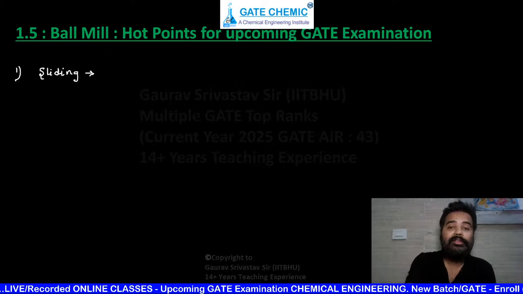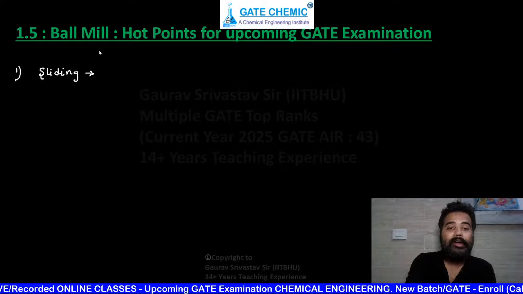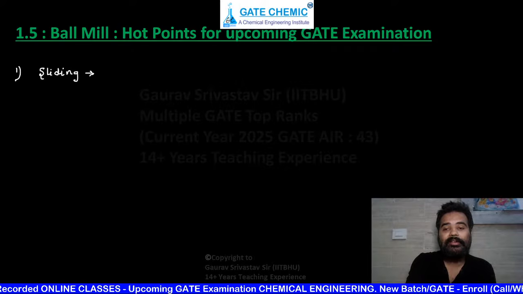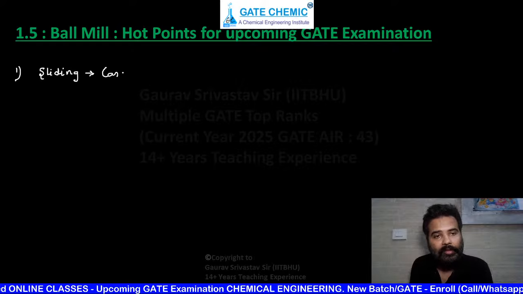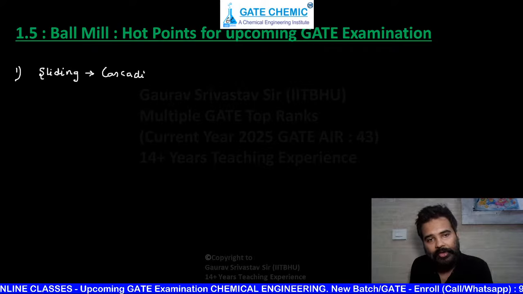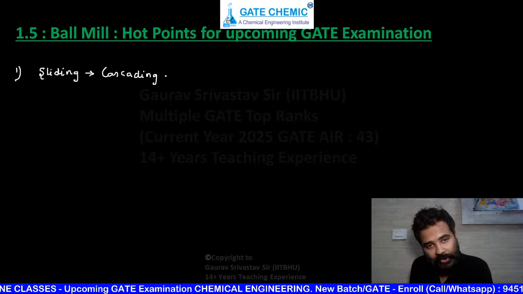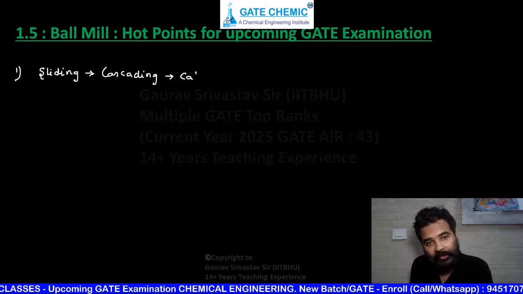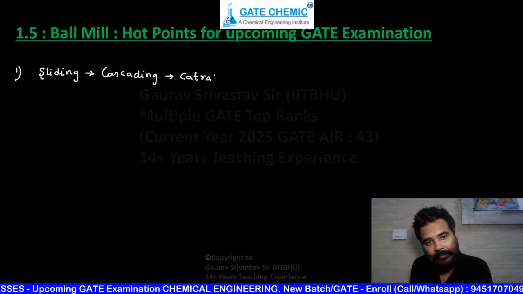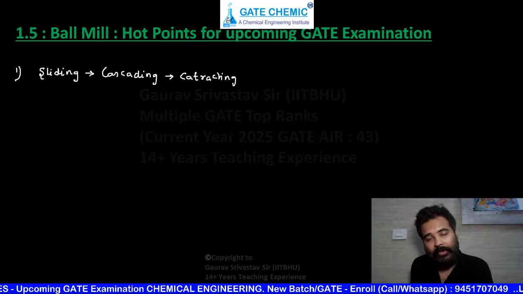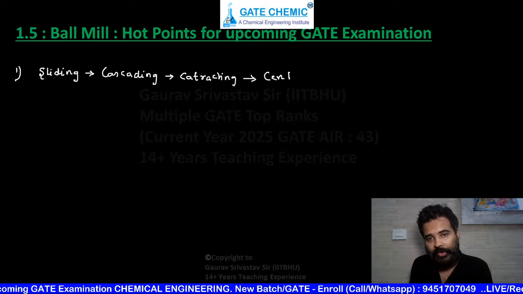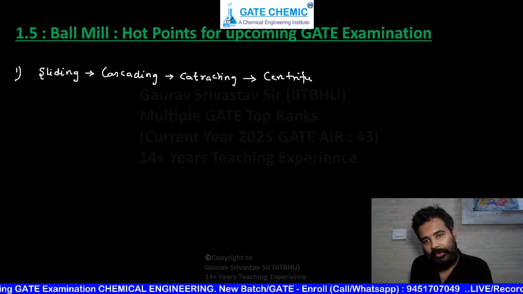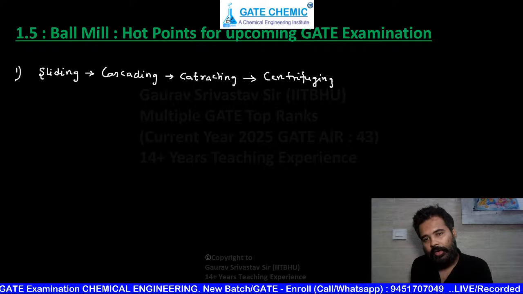First one is sliding, and after sliding, that was cascading. Cascading, when you are increasing speed. And after cascading, that was cataracting. And at very high speed, centrifuging. So this sequence is important, beta.